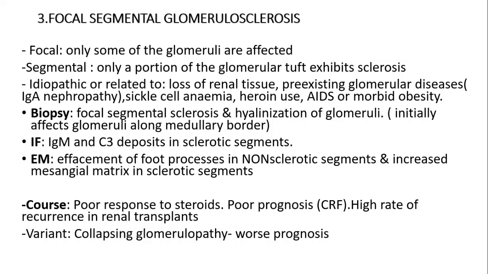Out of those 5 affected glomeruli, not all of the glomerulus is affected. Only one component of the affected glomeruli shows the changes. So it is focal, few of the glomeruli, and segmental, only one component of the glomerulus is affected. Once again, it is idiopathic or related to loss of renal tissue, or pre-existing glomerular diseases like IgA nephropathy, sickle cell anemia, heroin abuse, or immunocompromised patients, either seropositive, AIDS, or morbid obesity.